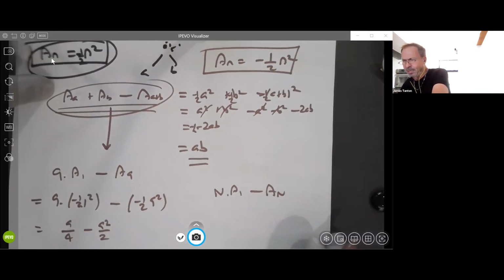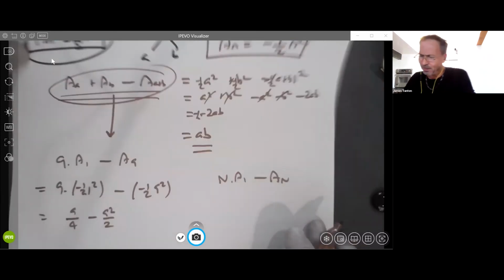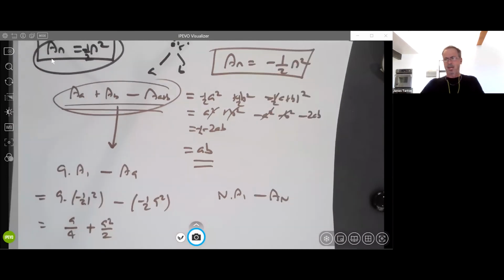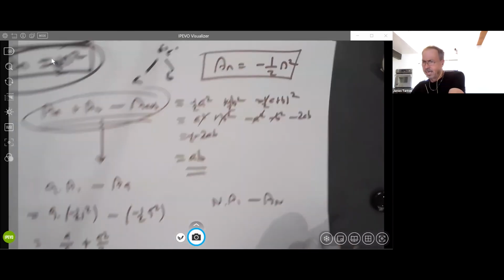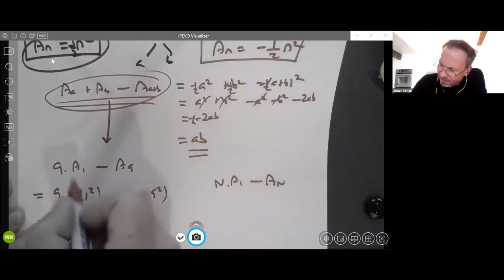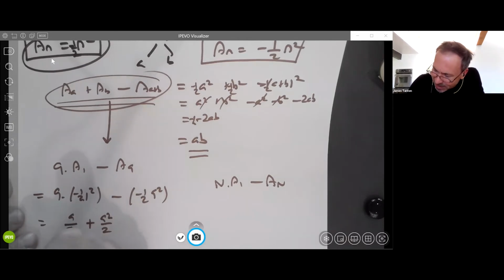Okay, am I doing this correctly? Oh, plus, James. Okay, great. What is that? I'm not squaring. It's negative half of 1 squared, which is negative a half. Thank you, James. And that's negative.